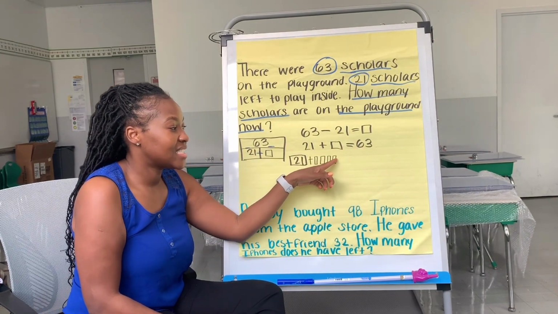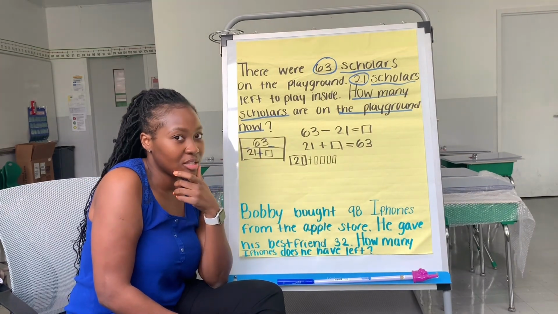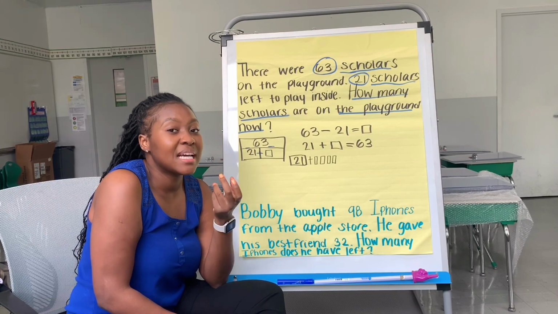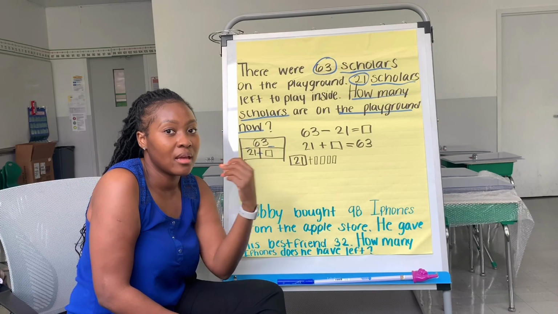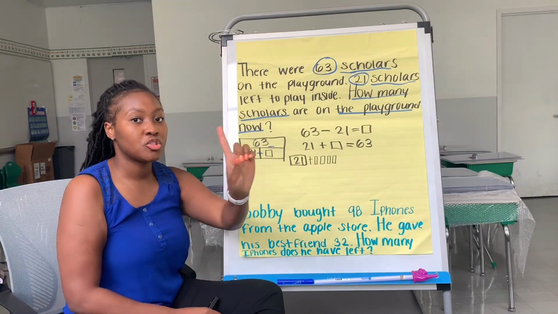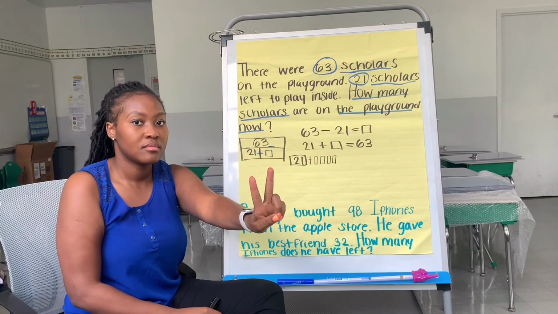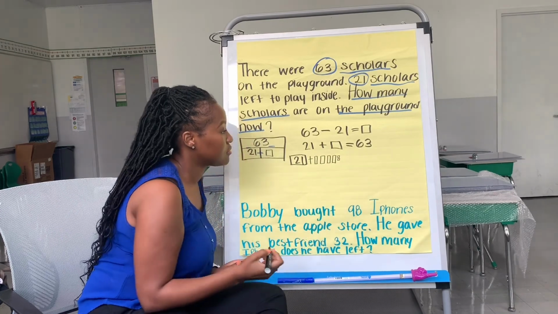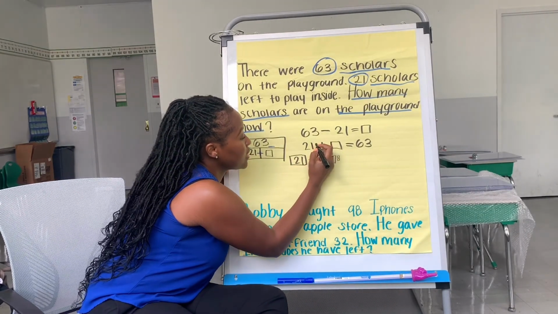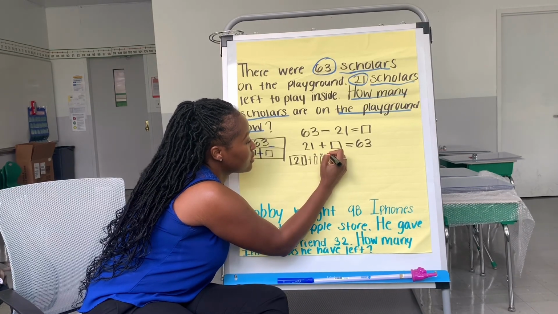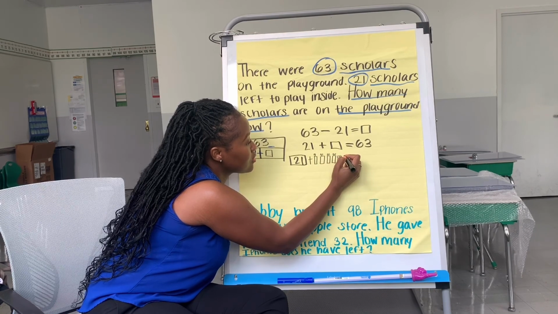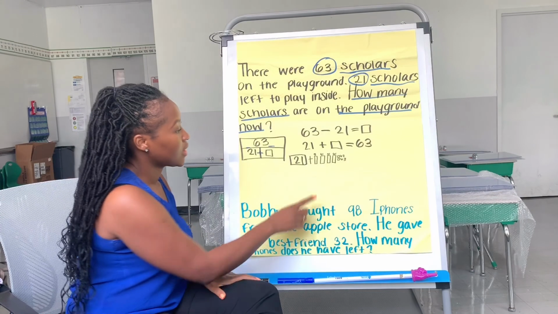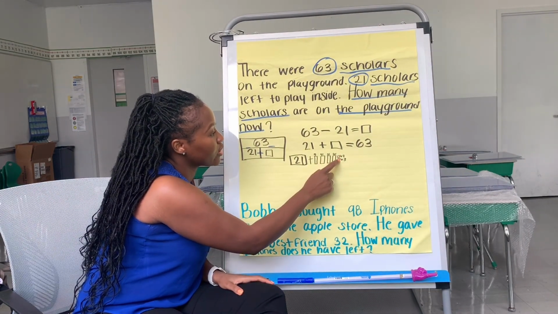And if I'm already at 60, what do I need to count by now to get to 63? Yes, I have to switch counts. That means I need to count now by ones. So now we have 61, 62, 63. I'm going to draw my two dots. So we counted on 31, 41, 51, 61, 62, 63. Now let's see, how much did we count on by? Let's count. 10, 20, 30, 40, 41, 42.